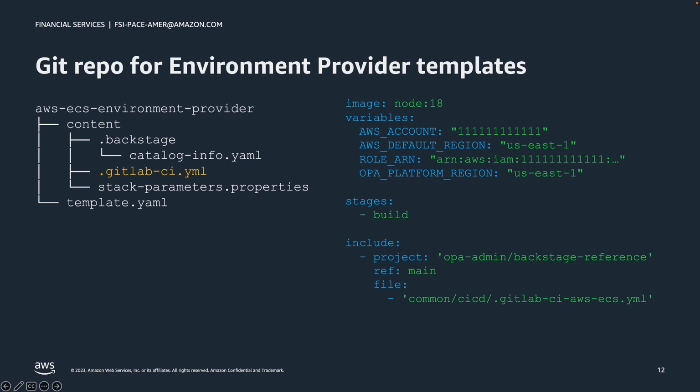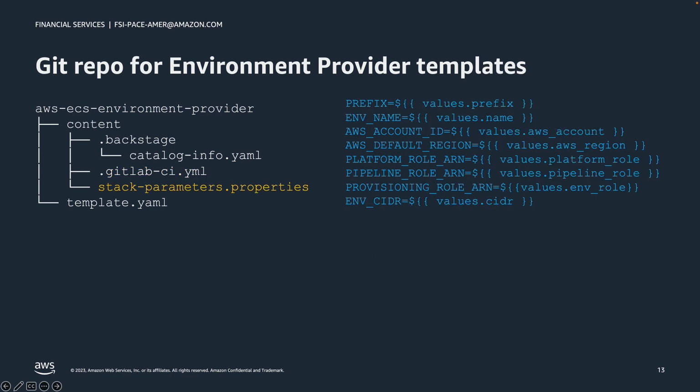A GitLab CI YAML file is included in the template repository to define the pipeline used to build and deploy the environment provider resources. This is a standard GitLab pipeline file and can be tailored to use your own build conventions and processes. Ultimately, the pipeline will need to perform actions to invoke the CDK or Terraform infrastructure code. In this example, the actual CDK code to provision the network and ECS resources is in a shared pipeline file in the common CI/CD folder.